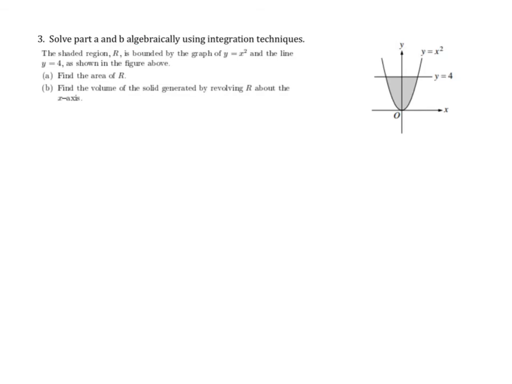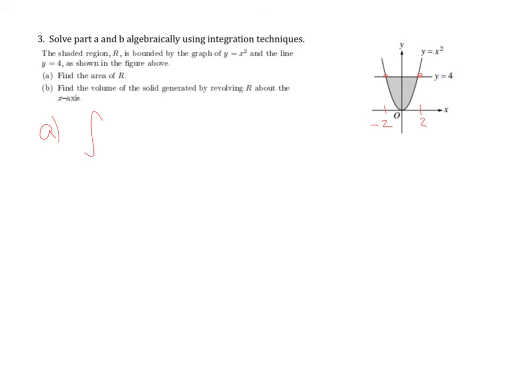The next question says solve parts A and B algebraically using integration techniques and solve for each part. So the first thing says that they want you to find the area. So part A is finding the area. The first thing you want to do is find these intersection values. Those are -2 and 2.